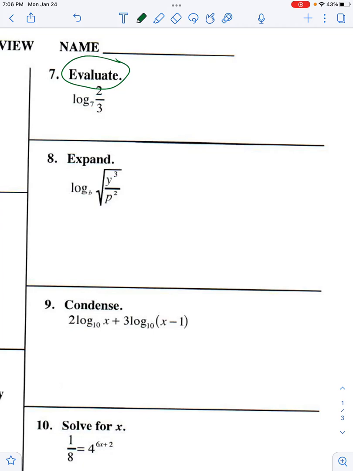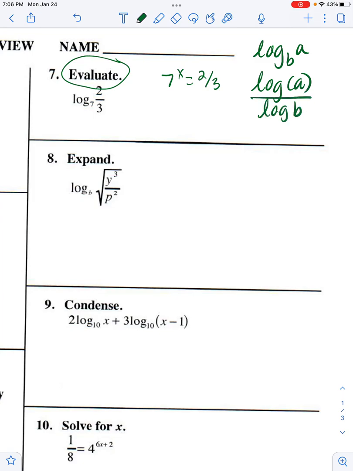Sorry. So evaluate. All right, well, there's only two ways to evaluate. I either use my brain or my calculator. And this is asking 7 to what power is 2/3. Can't use my chart. So I have to think back to that change of base where you have this. You can type it into your calculator as this log divided by the other.